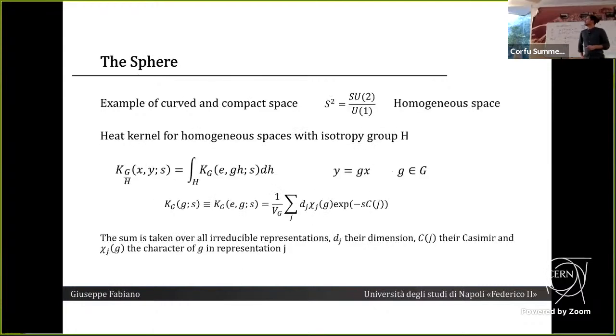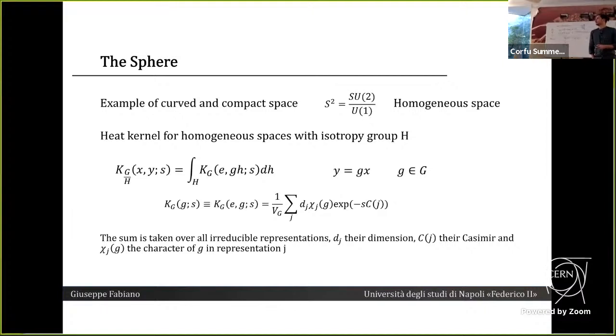So now I wanted to depart from flat cases and start studying curved spaces and topologically non-trivial spaces. The one I wanted to talk about here is both compact and curved, and it's the case of the two-sphere, which is defined as the quotient of the SU2 group over the U1 group.